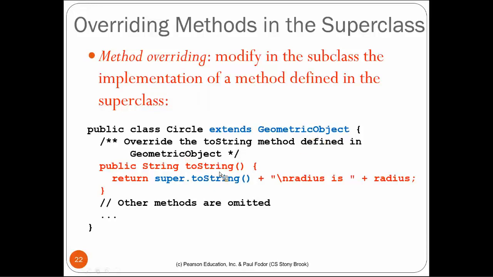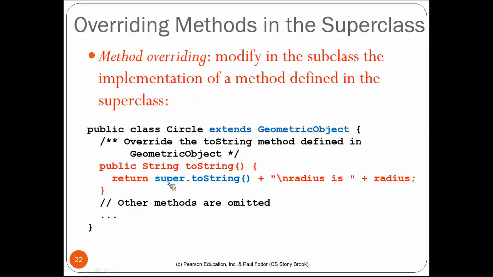But in addition to that toString returned from the superclass toString method, we also add the radius in the current circle. So the method toString overrides the method toString defined in the superclass. We modify in the subclass the implementation of that method defined in the superclass. Okay? We basically have a more specific implementation in the subclass of the method defined in the superclass.